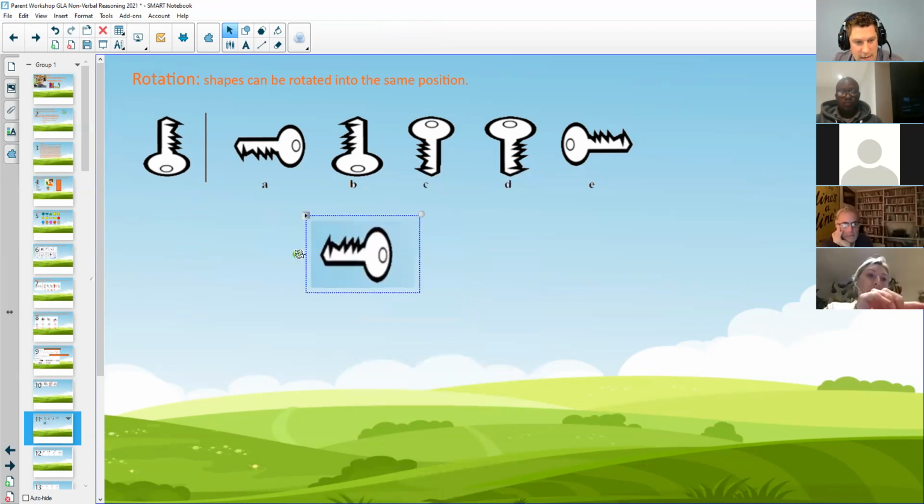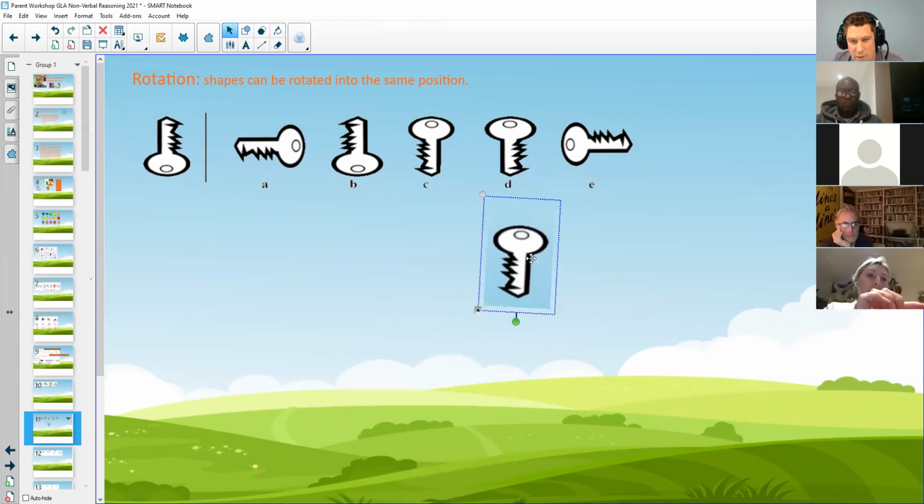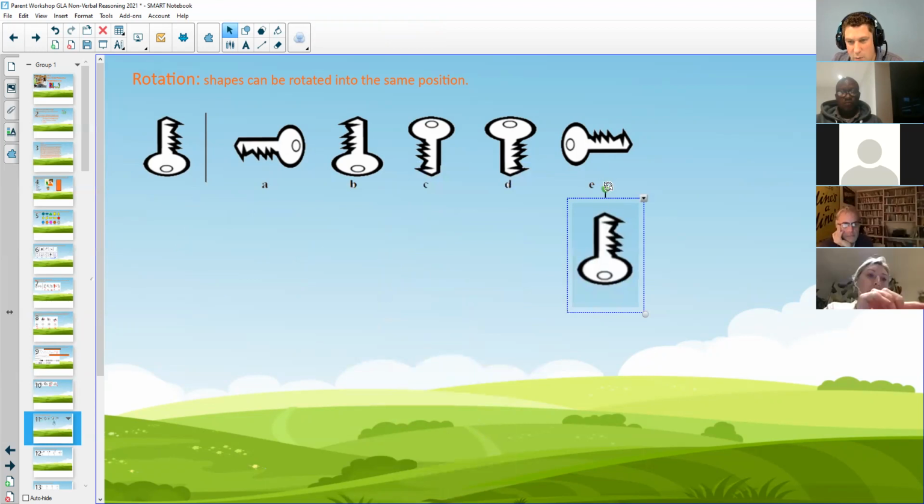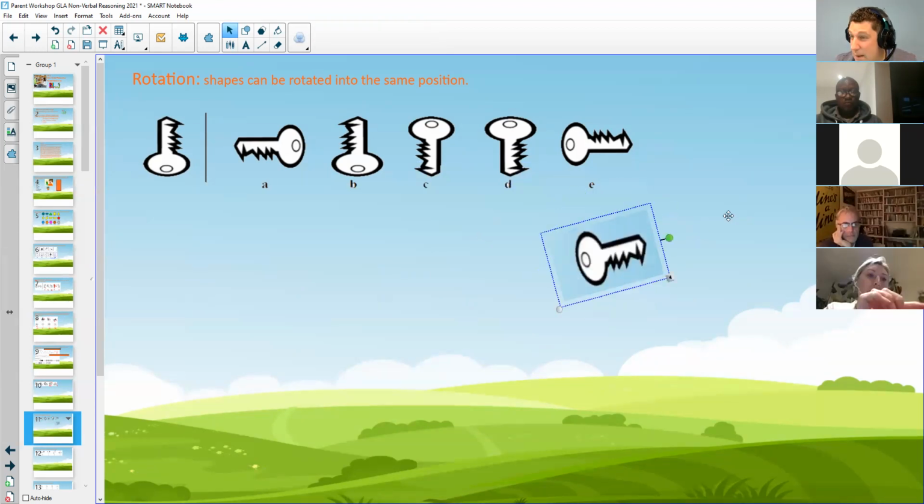Likewise with B, it doesn't matter which way I rotate it, I can never make it look like it is in B. Same with D here. Again, if I'm rotating it, I can't make it look like that shape. And likewise with E as well, it doesn't matter what I do. And children quite enjoy that, particularly when they get a bit of a light bulb moment sometimes when they actually see what happens when it does rotate.